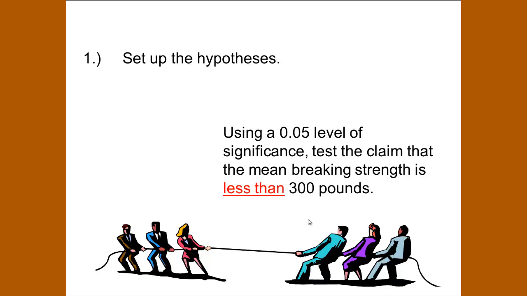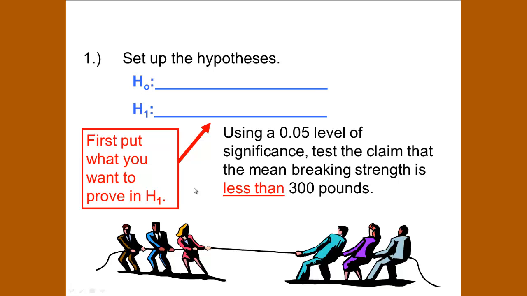Notice that the claim states that the mean is less than 300 pounds. This does not contain a value of equality. It is strictly less than. Since the statement of equality must be in the null hypothesis, the claim will go in the alternate. Plus, this is what we want to prove.